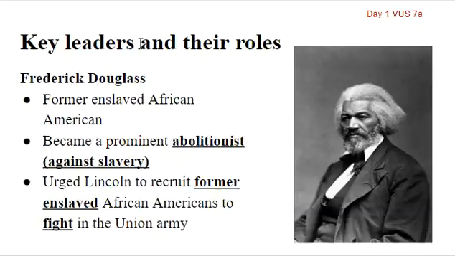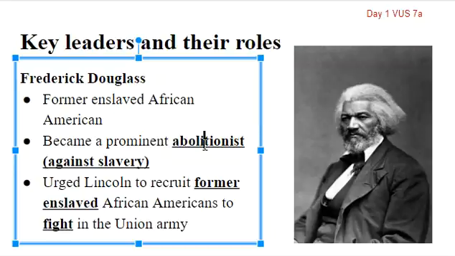And the last key leader is Frederick Douglass, a former enslaved African American. That means he used to be a slave. However, he became educated, he went to school, he got his freedom, and he became a prominent abolitionist. You've seen this word a couple times, but an abolitionist is someone who was against slavery. So if you were against slavery, you were called an abolitionist. And he urged President Lincoln to recruit former enslaved African Americans to fight in the Union Army.